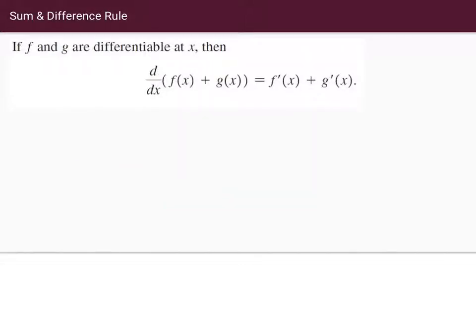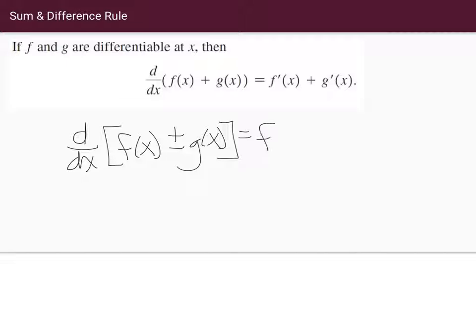Now let's suppose we need to deal with a sum or a difference of two functions. Turns out that if f and g are both differentiable at x, then the derivative of f of x plus g of x is the derivative of f of x plus the derivative of g of x. And since we define differences simply to be adding opposites, this also works for subtraction. So we can actually state this rule as the derivative of f of x plus or minus g of x equals the derivative of f plus or minus the derivative of g.